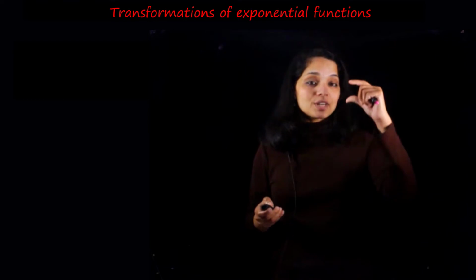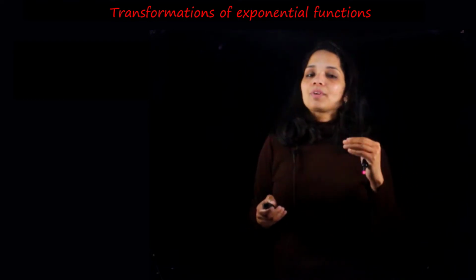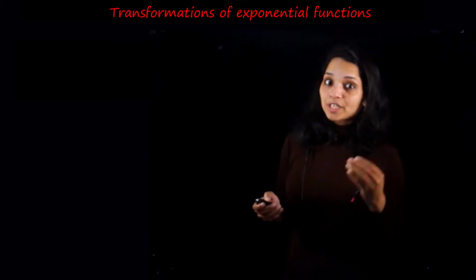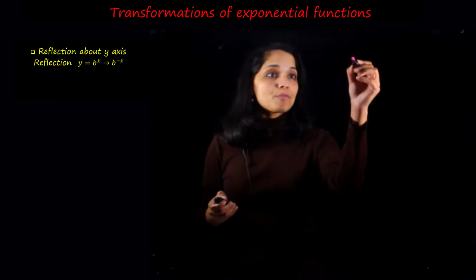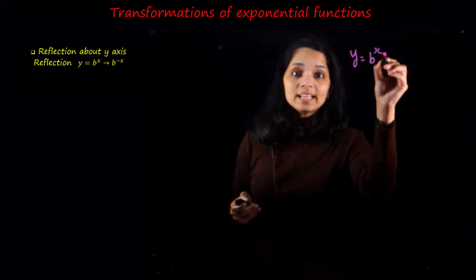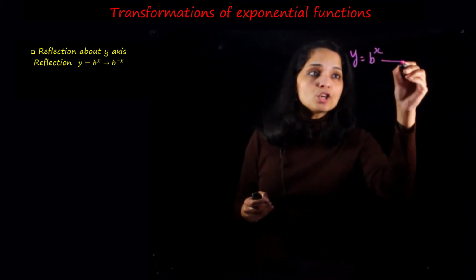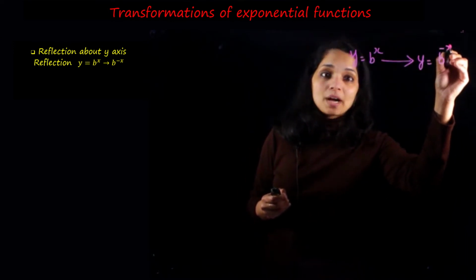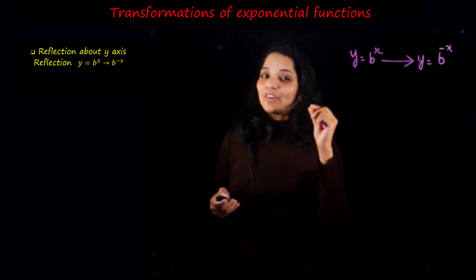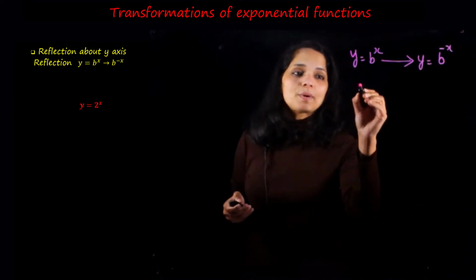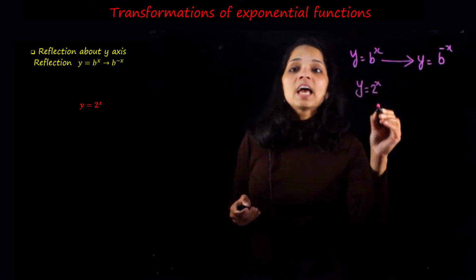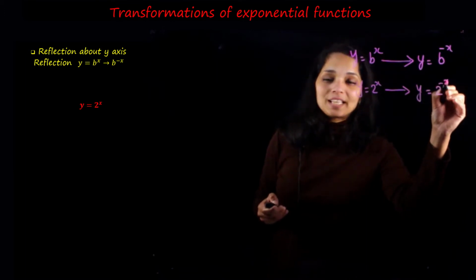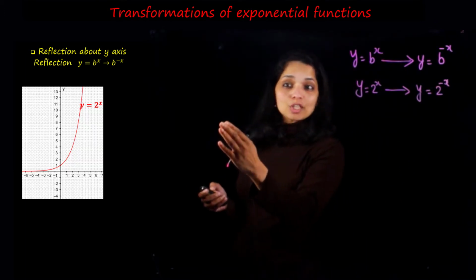In reflection, there's a reflection about the y-axis as well as a reflection about the x-axis for exponential functions. We're going to learn reflection about the y-axis first. The function y equals b to the power x is a parent function, and we're going to reflect it to y equals b to the power minus x. Let's take a very simple function, y equals 2 to the power x, as the parent function, and transform it to y equals 2 to the power minus x.